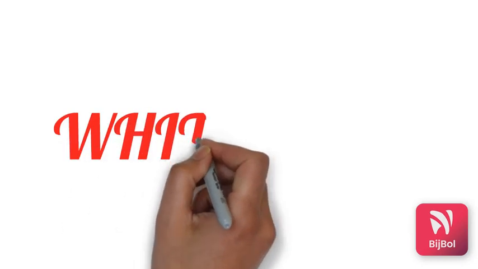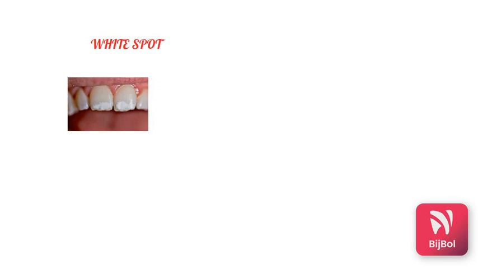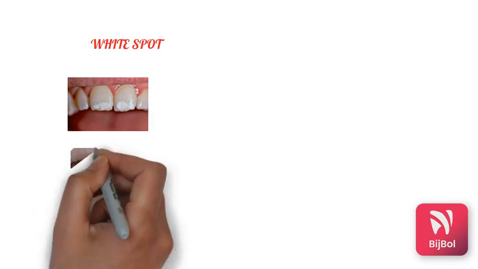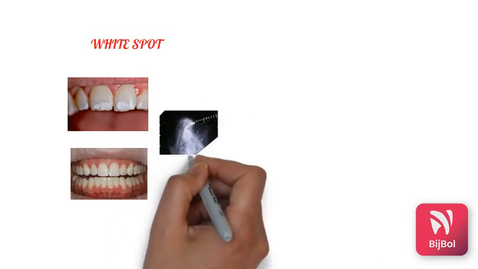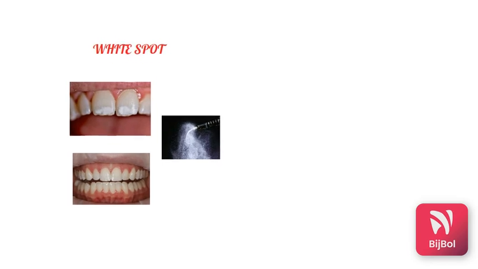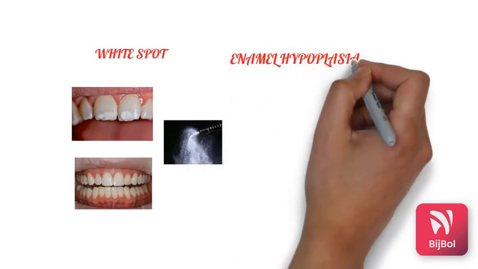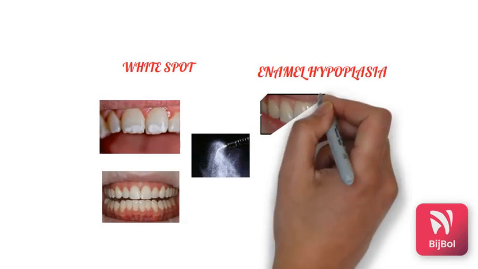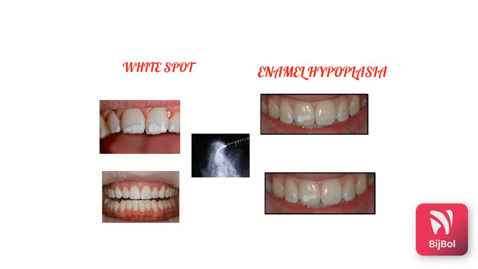Now we'll learn about white spot lesions and enamel hypoplasia. The white spot is an opaque structure on the tooth surface. On wetting this white spot, there would be disappearance of the white spot lesion. But in case of enamel hypoplasia, it is also represented as an opaque structure on the tooth surface, but on wetting, it doesn't disappear. That's how we can differentiate between both of them.